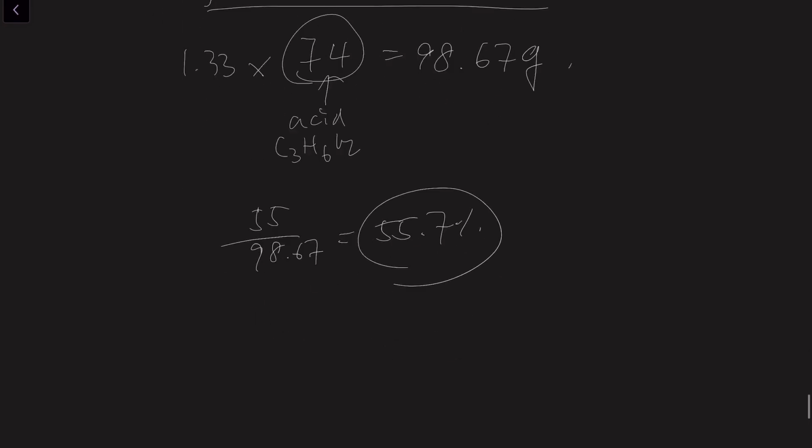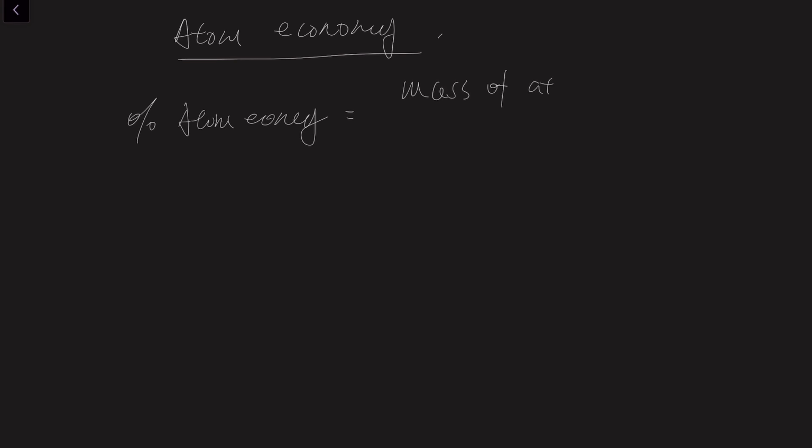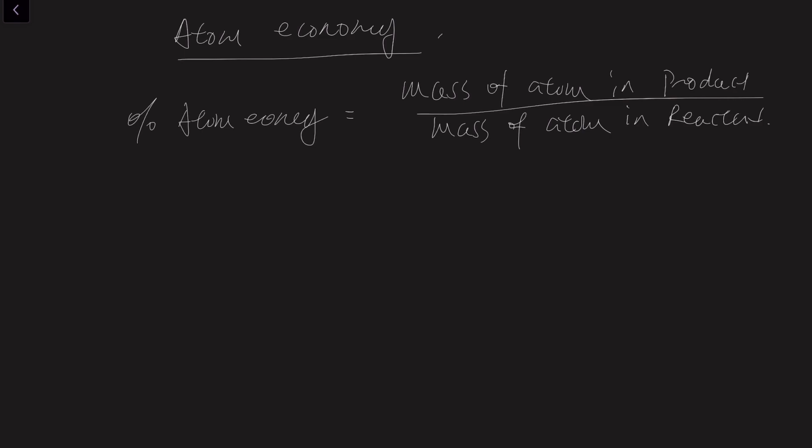So another related topic is called the atom economy. So this is how effectively we are using our atoms in our reaction. So the percentage of atom economy is equal to the mass of atoms in the product divided by the mass of atoms in the reactant. So essentially, it's how well we are utilizing the atoms we have in the reactant.